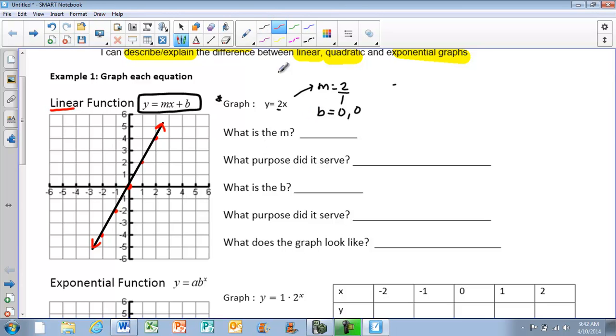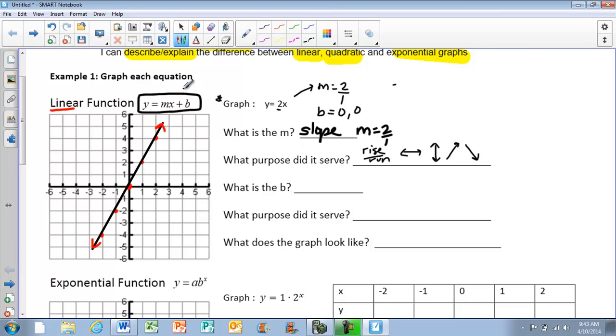Okay. So what they're asking next is, what is the m? Well, it should be a review. The m is going to be your slope. And in this case, m was 2 over 1. What purpose does it serve? Well, it tells us the rise over run. So this should all be nice review. It's going to tell us whether our line is going to be horizontal, whether our line is going to be vertical, if it's going to be going up, if it's going to be going down. That's what the slope tells us.